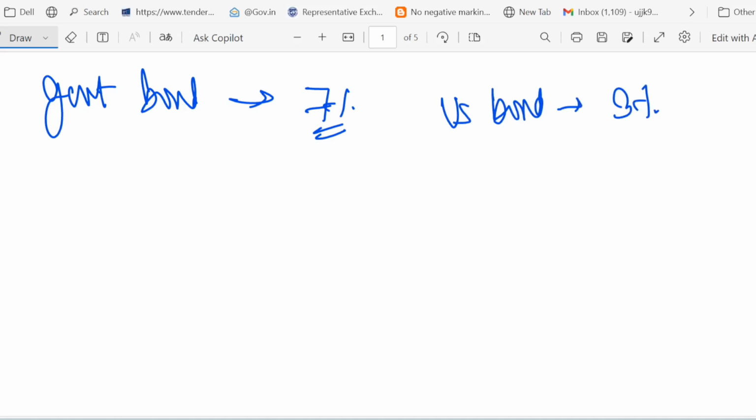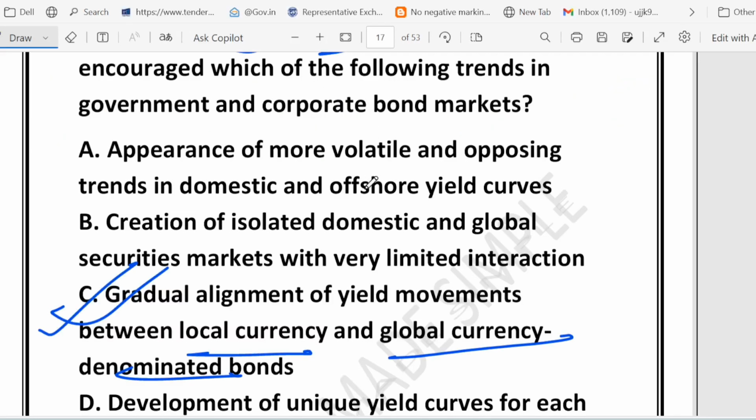Okay, after liberalization, what happened? As global investor move money between markets, so these yield tend to move together. So this difference was bridged. The gap was reduced, and these yield tends to move together depending on the global interest rate and the risk. This shows better integration of the market. That's why option number C is correct.